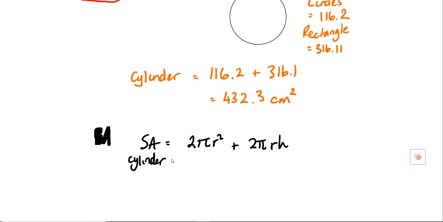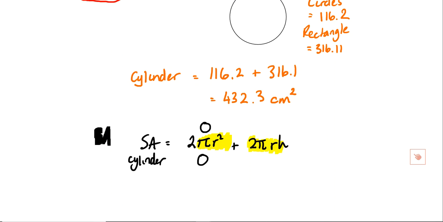For the 2 pi r squared, you need to find the area of the circles. So this here is the 2 circles. And you have to square it because it's the radius. So we've got pi r squared is the area of one circle, and we have 2 of them. And then the 2 pi r h: the 2 pi r is the circumference, which makes the rectangle.